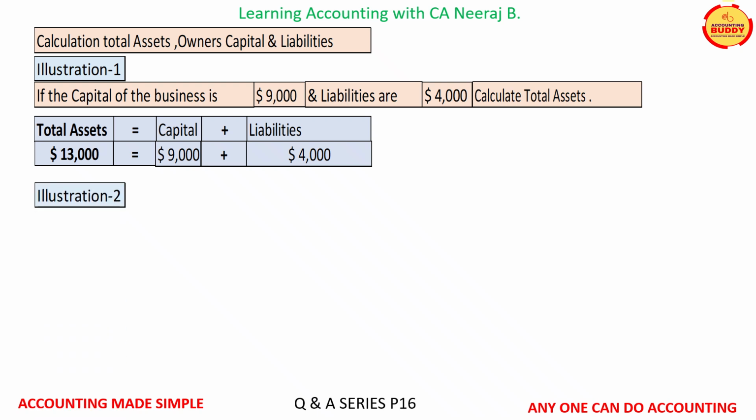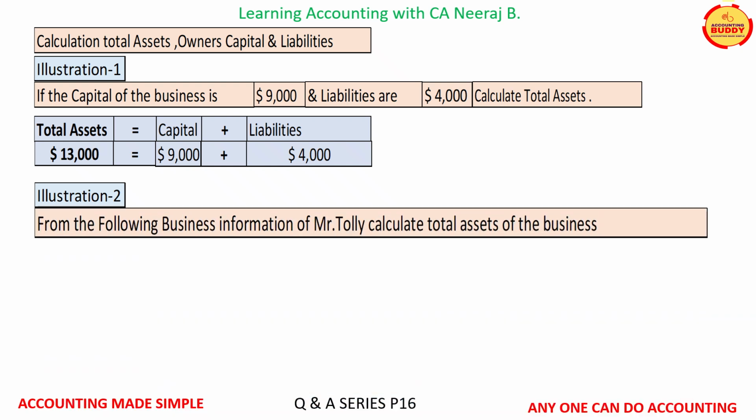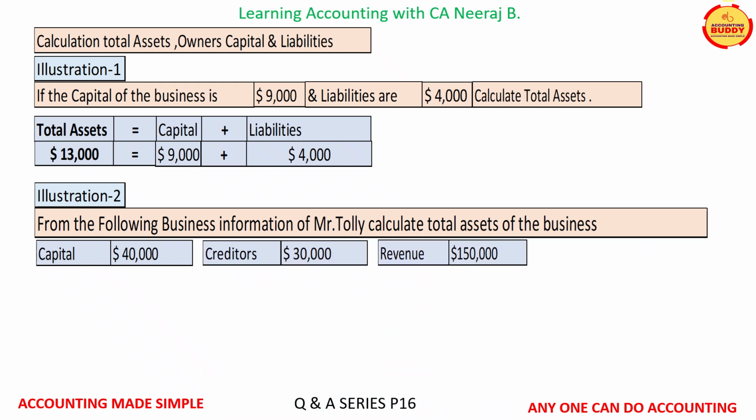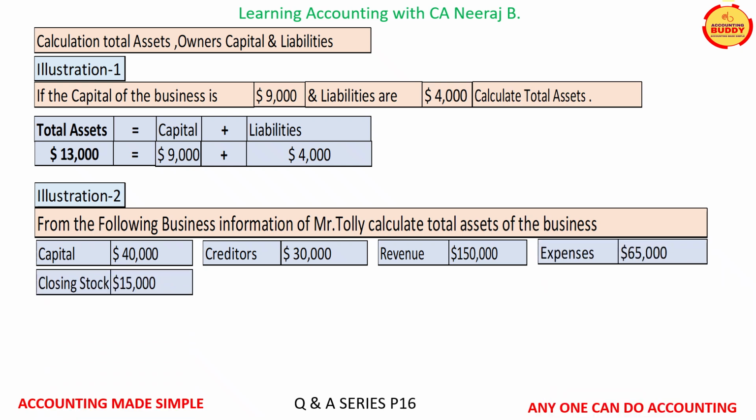Let us now discuss illustration number 2. From the following information of Mr. Tooley, calculate the total assets of the business. Given information is capital $40,000, creditors $30,000, revenue $150,000, expenses $65,000, and a closing stock of $15,000. Let us first calculate the profit.